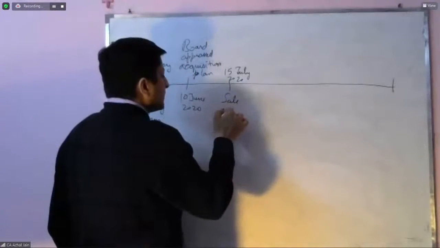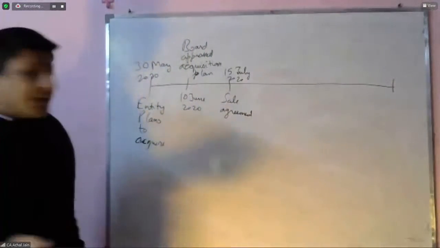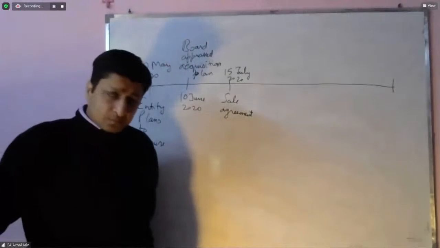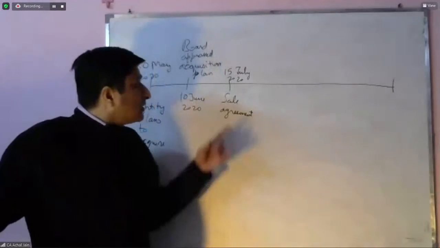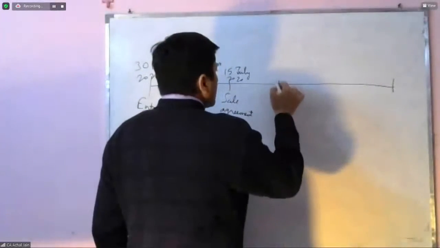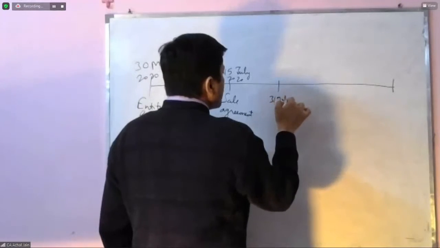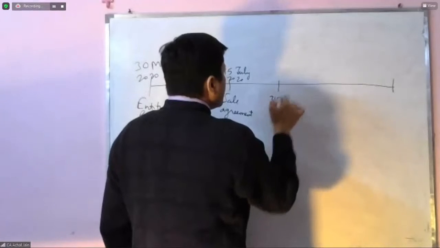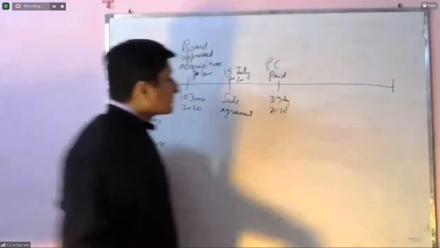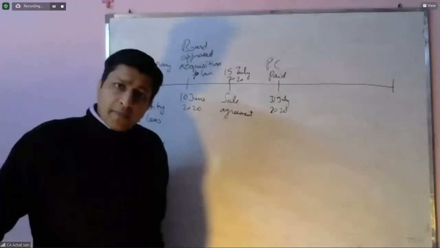Sale agreement was signed. Now for acquiring another company, the sale agreement was signed with another company on 15th of July. Okay. Let's suppose on 31st July 2020, purchase consideration was paid. On 31st of July 2020, purchase consideration was paid. Okay.